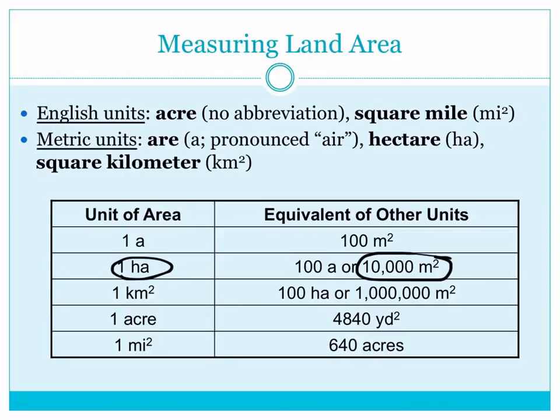Now, one thing I'd like for you to notice is that all of these measure area, but there is no square, if you will, on the A or the HA or on the acres. They already are a square measurement. So when you're talking about 640 acres or whatever acre measure, it is just acres, and that is a square unit. There is no acres squared.